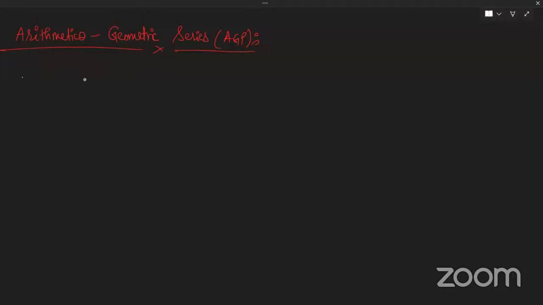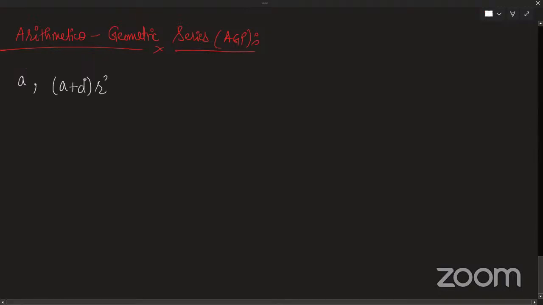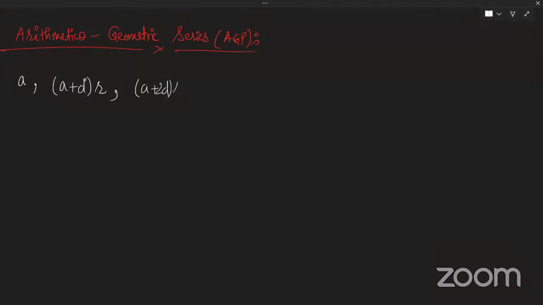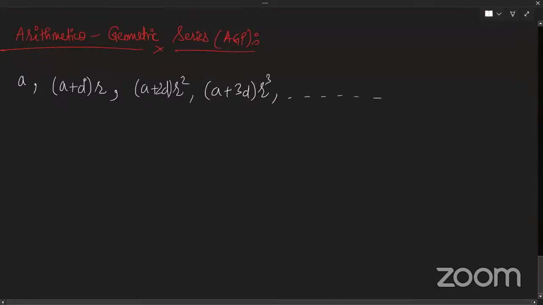Okay, so we basically have a series called AGP, arithmetico-geometric series. So what happens in this series is that the first term that we write, I'll not currently give you the S value directly. It is something like A, then we have A plus D R, then A plus 2D R square, then A plus 3D R cube, and so on.